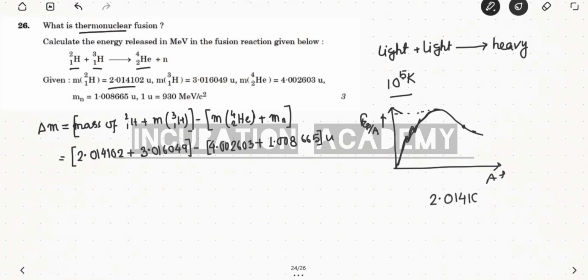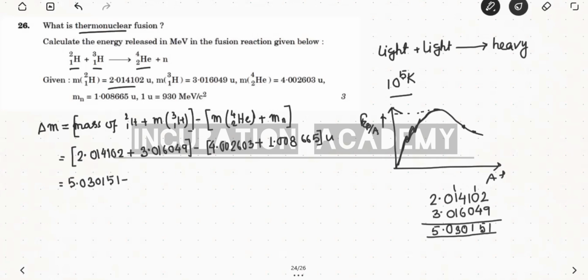Okay, so 2.01402 plus 3.01649. 9 plus 2 is 11, 1 in my hand, 4 plus 1 is 5. Okay, 1 plus 0 is 1, 6 plus 4 is 10, so 1 plus 1 plus 1 is 3, so 0.5, so 5.030151, 5.03051, I think it is correct.